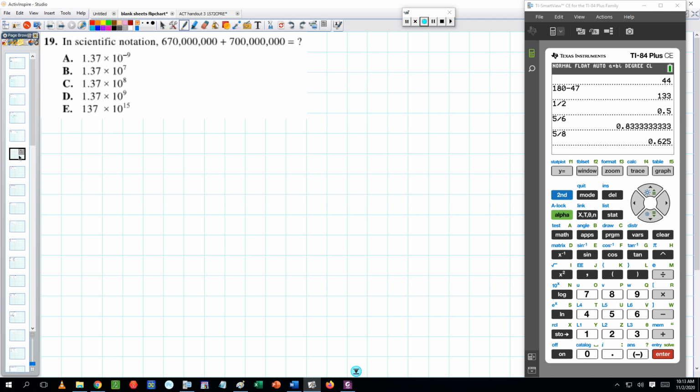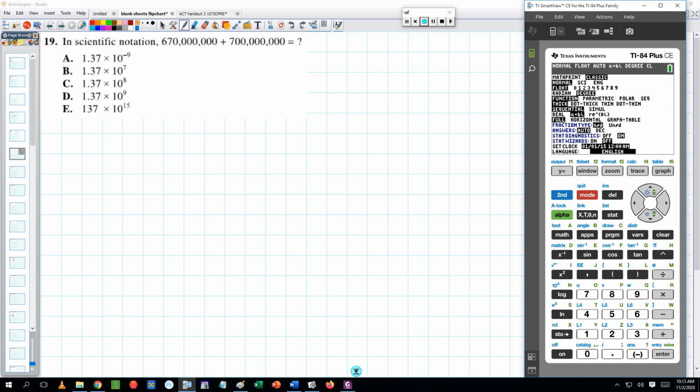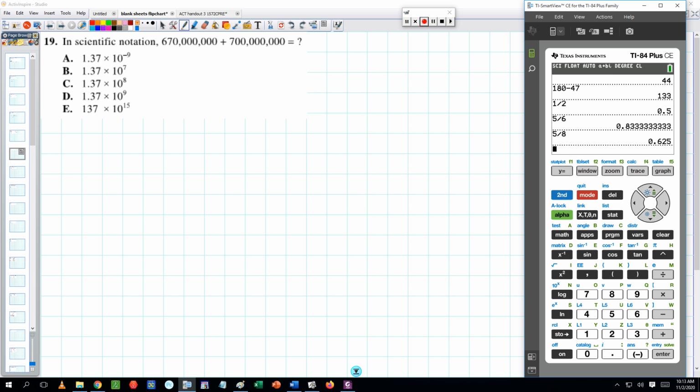With scientific notation, if you go to your mode and change your calculator from normal to scientific notation, you can do this problem with ease. 67, 1, 2, 3, 4, 5, 6, 7 zeros, plus 700, 1, 2, 3, 4, 5, 6 more zeros, 1.37 E, we're going to make that times 10 to the 9th. Our answer is D.